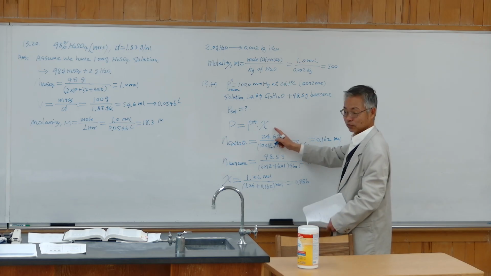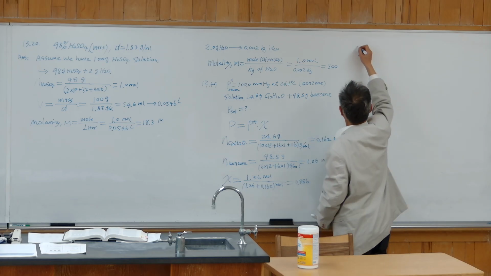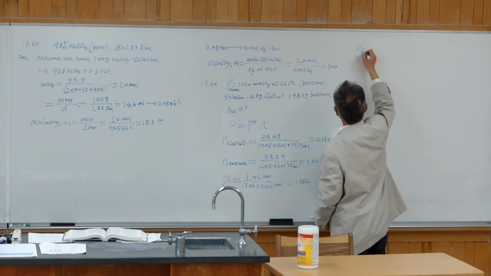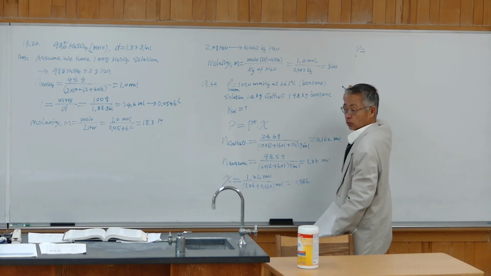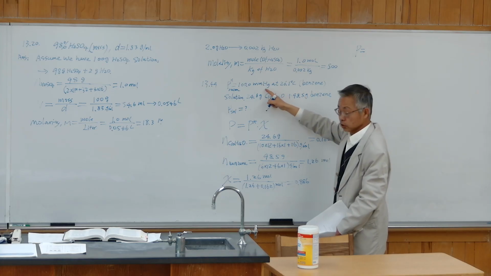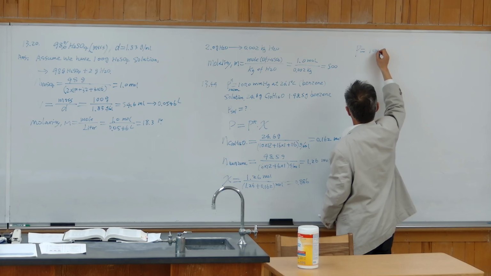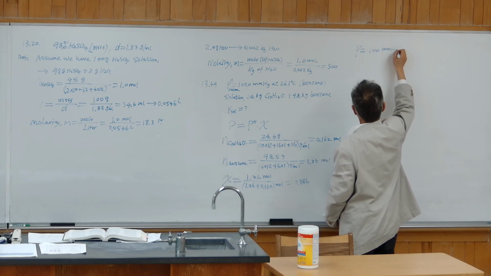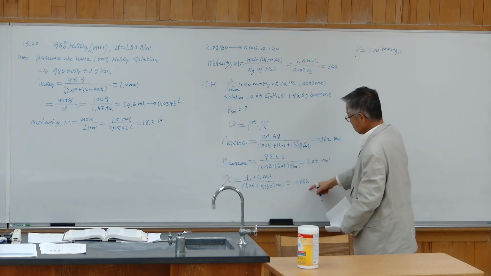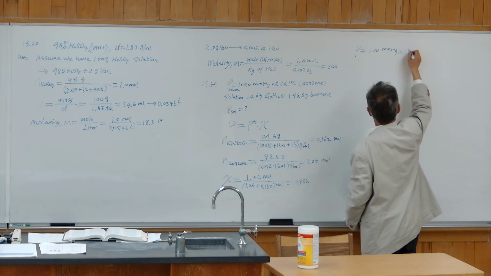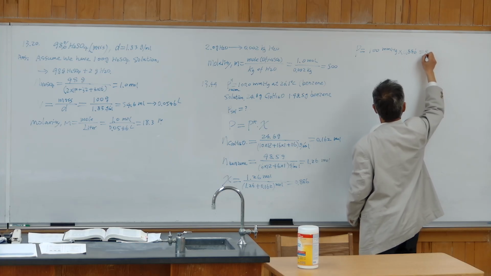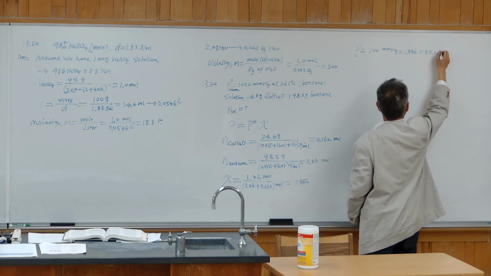Then use this formula. Vapor pressure equals vapor pressure of pure solvent, 100, times mole fraction of solvent, 0.886, which gives 88.6.